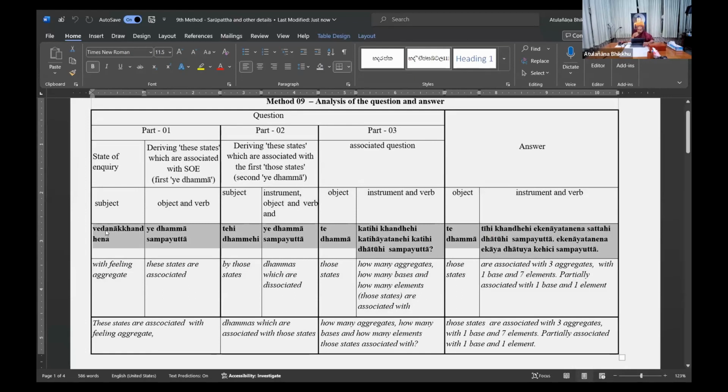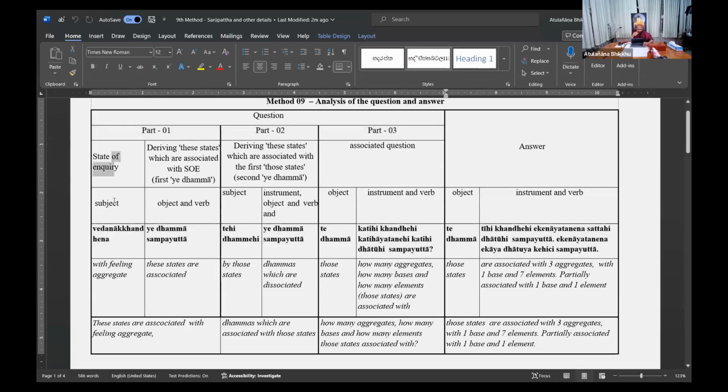So it says, Vedana Khandena Yedhamma Sampayutta Tehi Dhammehi Yedhamma Sampayutta Te Dhamma Katihi Khandehi Katihayatanehi Katihi Dhatuhi Sampayutta. Te Dhamma Tihi Khandehi Ekena Ayatanena Sattahi Dhatuhi Sampayutta. Ekena Ayatanena Ekaya Dhatuya Kehichi Sampayutta. So this question consists of 3 parts, right? Part 1, 2, and 3, and then we have the answer on this side.